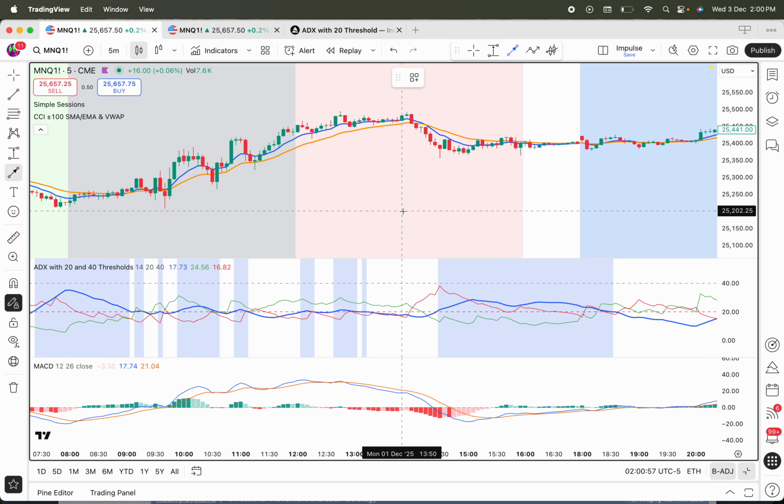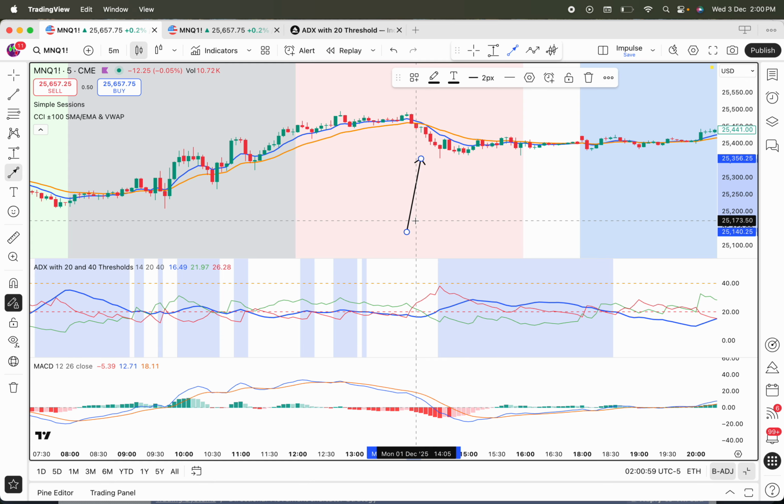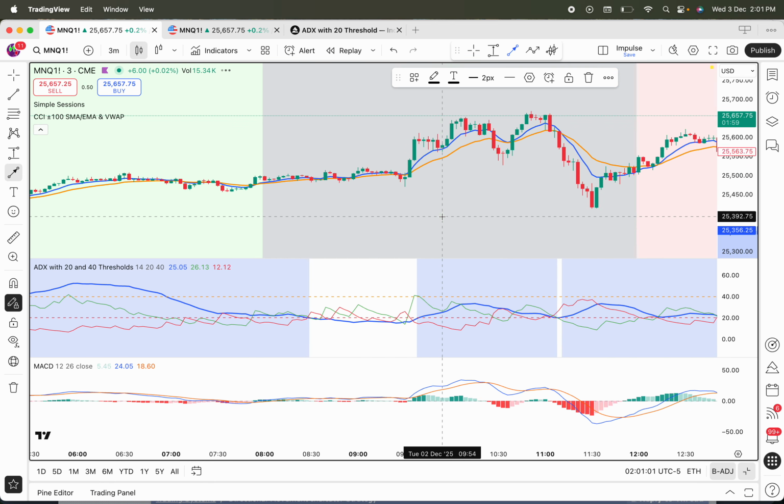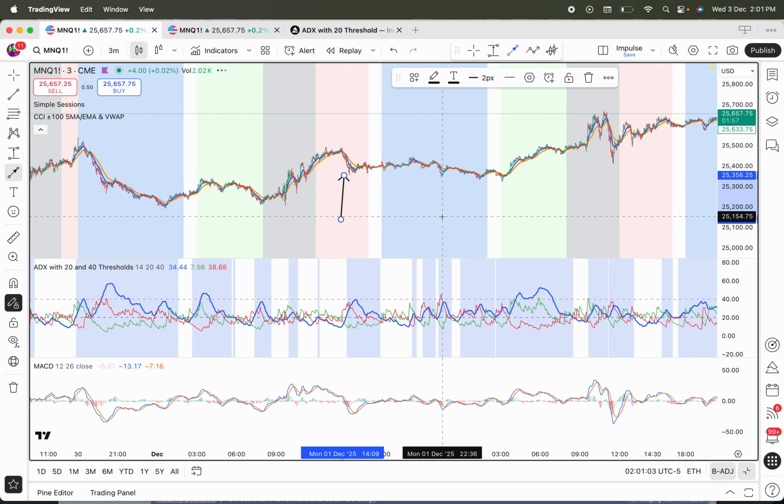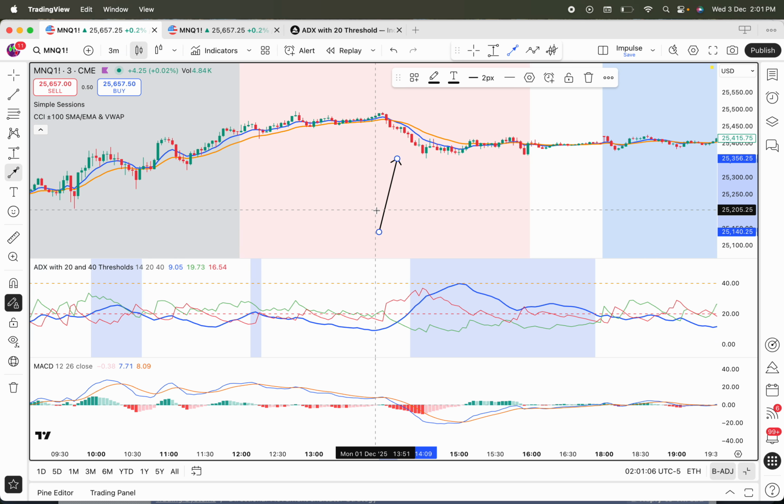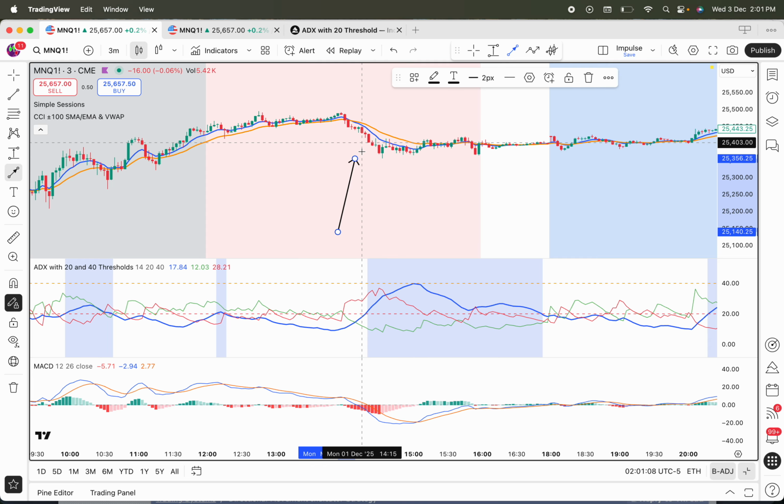Let me just mark that off. This is a 5-minute chart. Let's get right down to a 3-minute. Let's see if we can find that location. Is that it there? So this is the USA session, and the trading day is going to finish maybe in an hour or so there.